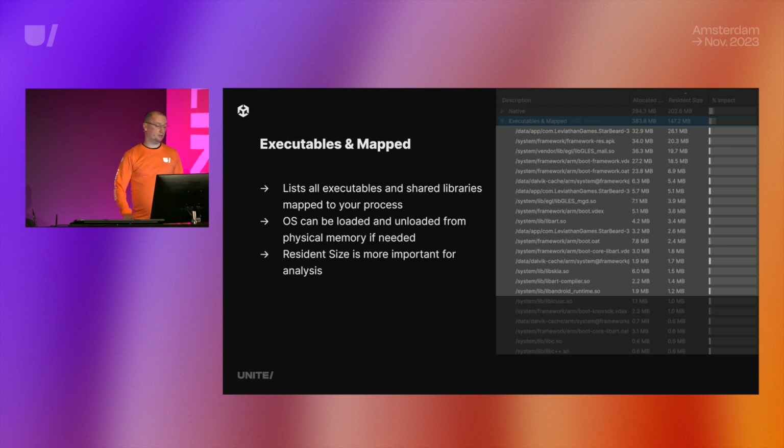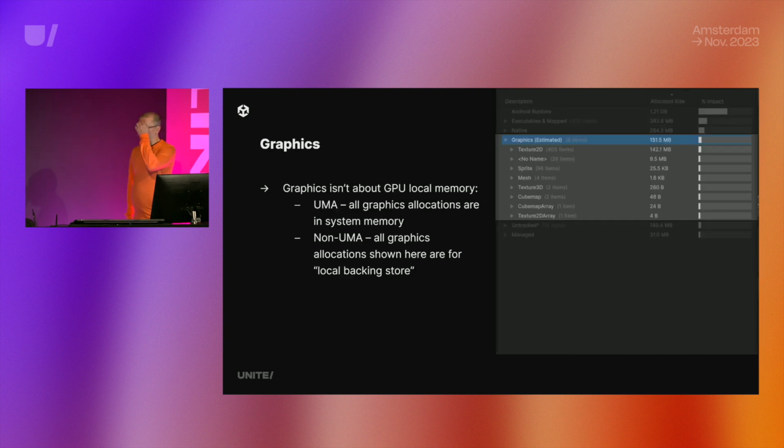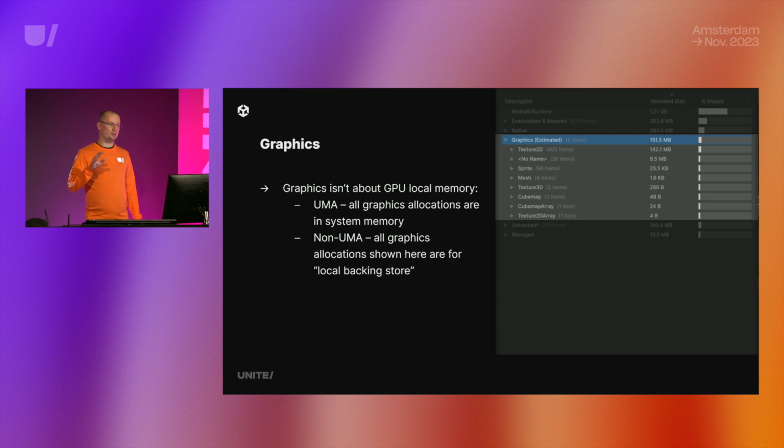So the next big one is graphics. If previous categories felt confusing because some of them are pre-allocated for you by the operating system, this one is actually the most confusing, so stay focused. First of all, just remember, memory profiler shows you only system memory information. So it never shows you what's on your GPU, which at this point you might feel is strange because you have graphics. What about that?